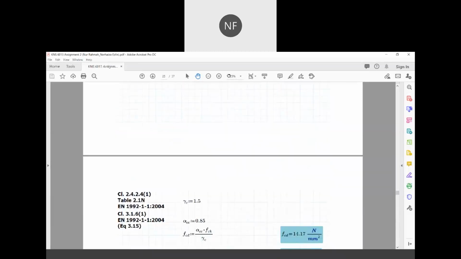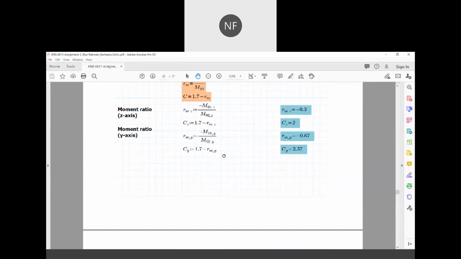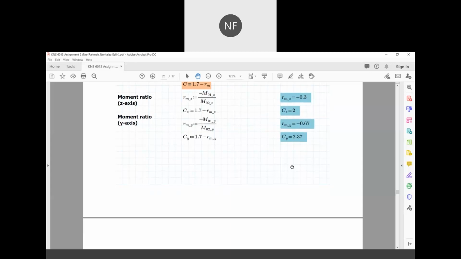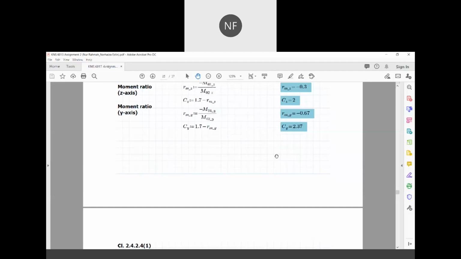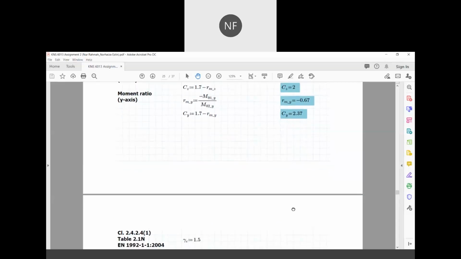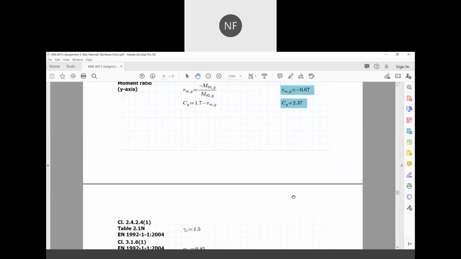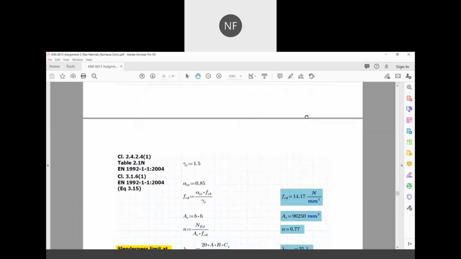So the moment ratio at the z-axis is equal to negative 0.3, whereas the moment ratio at the y-axis is equal to negative 0.67. So we substitute both the values into the respective calculations to obtain the C values for both axes. So the z-axis C value is equal to 2, whereas the y-axis C value is equal to 2.37.